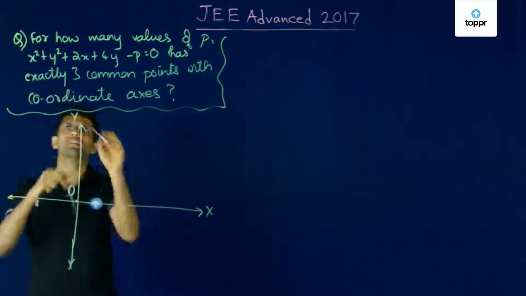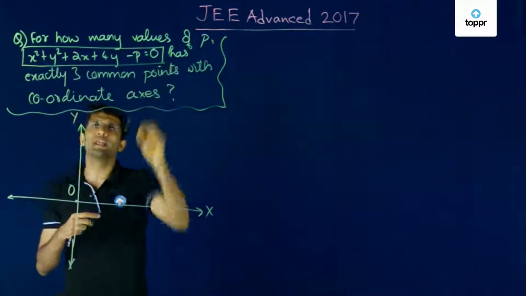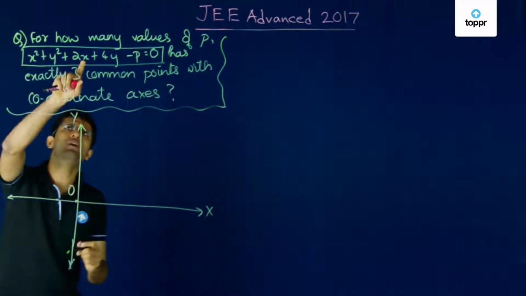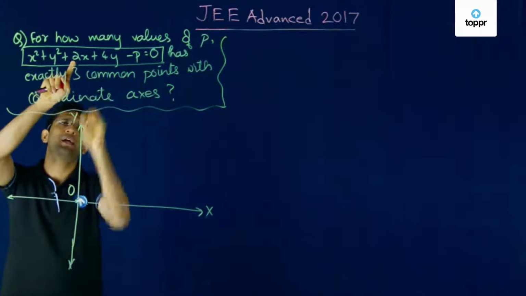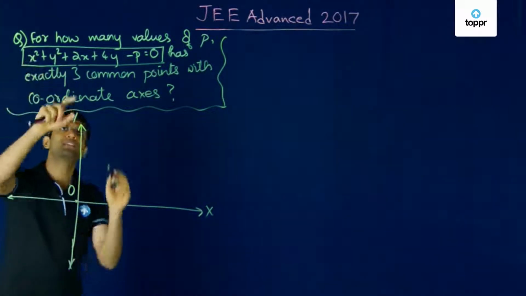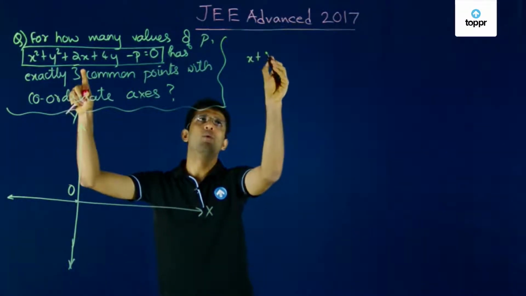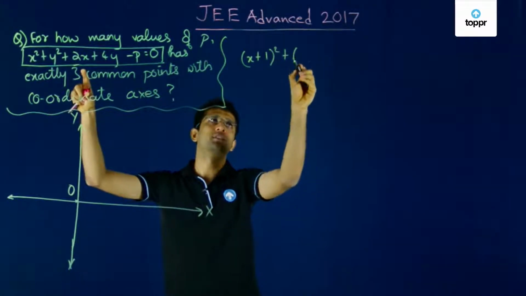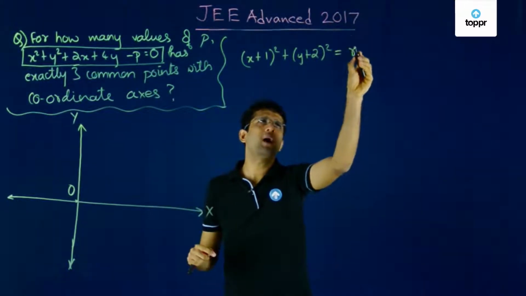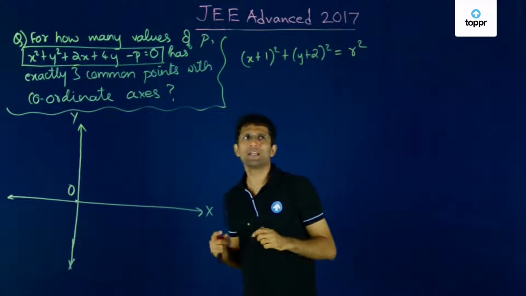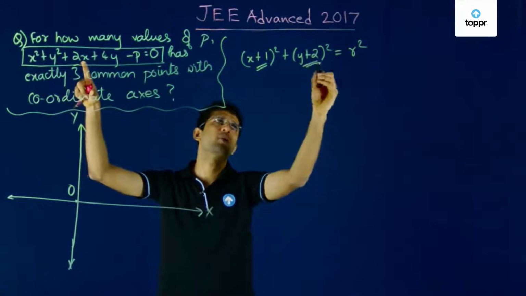Now if you look at this equation, x² + y² + 2x + 4y − p = 0, you will realize that this is the equation of a circle, and this circle will have its center at (−1, −2). If we write this equation in a slightly different manner, we can write it as (x + 1)² + (y + 2)² = r², where r is the radius. We are not interested in the radius here, only in the center of this circle, which will clearly be at (−1, −2).